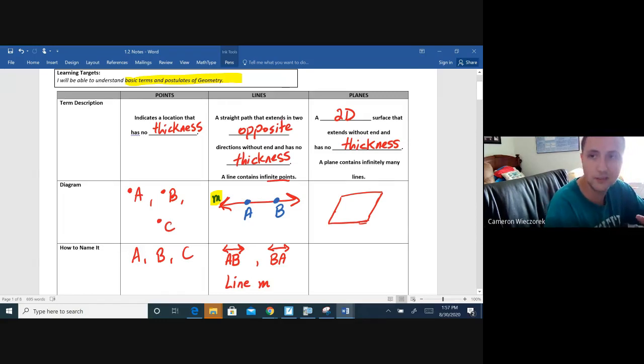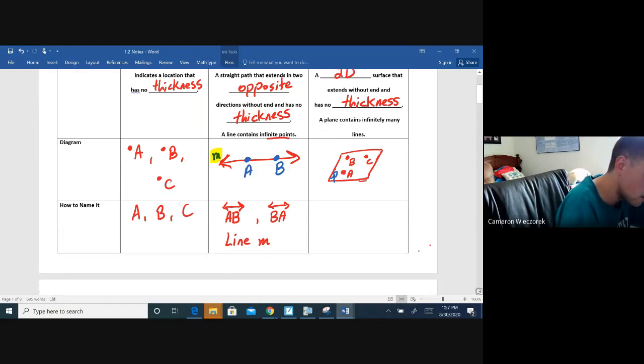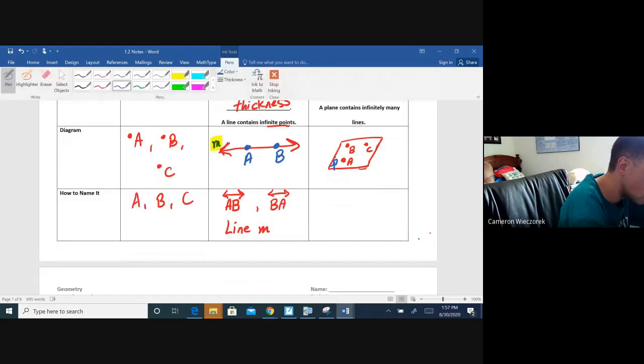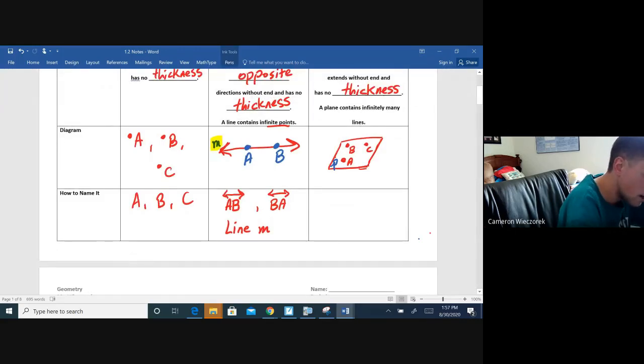Even though it just looks like a little 4-sided shape on my page, it's moving on forever to the left and right and forever forwards and backwards as well. And a plane contains infinitely many lines, just like a line contains infinitely many points. The way I name a plane, I'm going to put some points on here. Say this is A, B, C, and I'm going to put a little capital cursive P in the bottom here as well. You can name a plane by using any 3 points that don't lie on the same line, and the letter order doesn't matter.